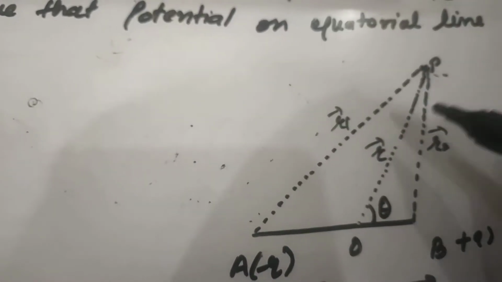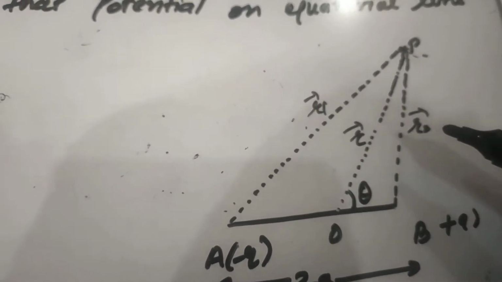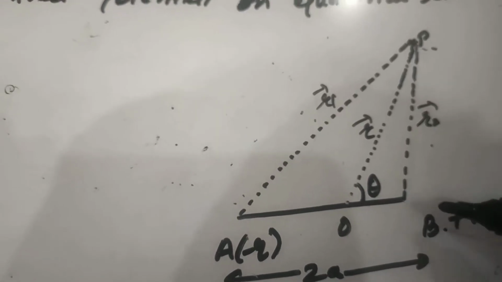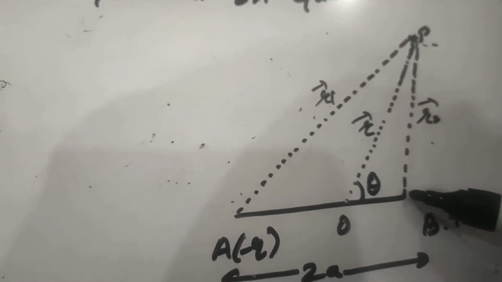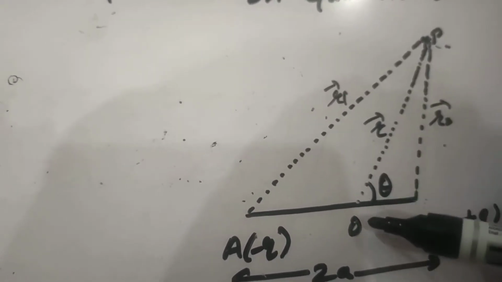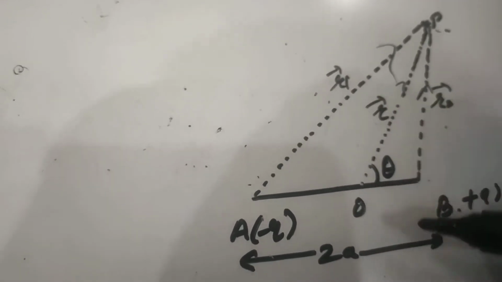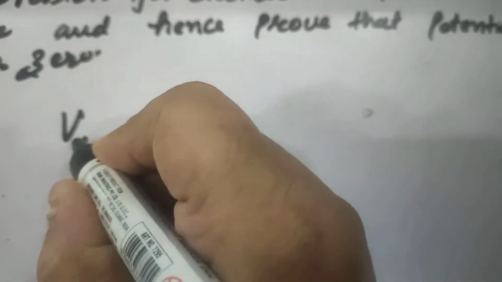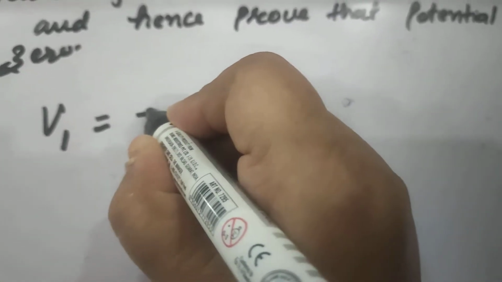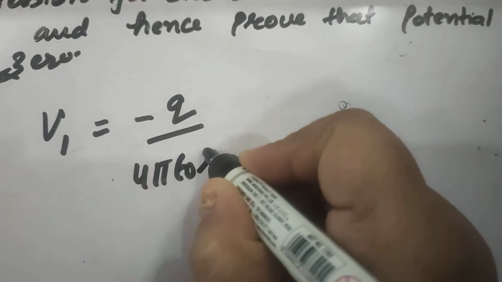To start with, let us consider the point P which is at a distance r1 from the charge minus Q, r2 from the charge plus Q, and at a position r from the center. Let angle BOP be theta, right? Angle BOP is theta. Now the potential at P due to charge minus Q at A is given by V1 equals minus Q upon 4 pi epsilon naught r1.